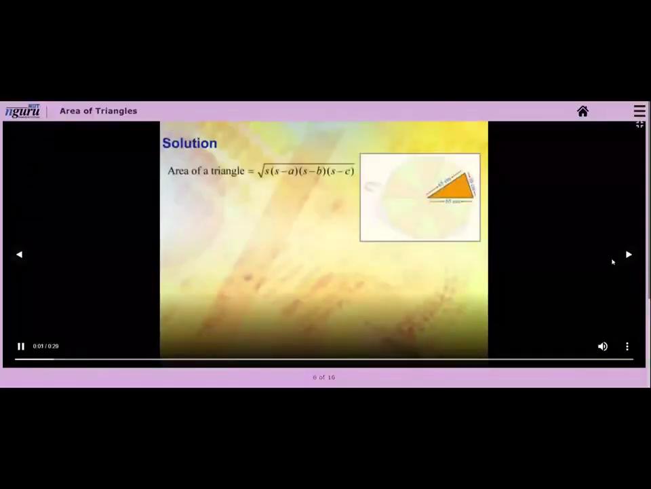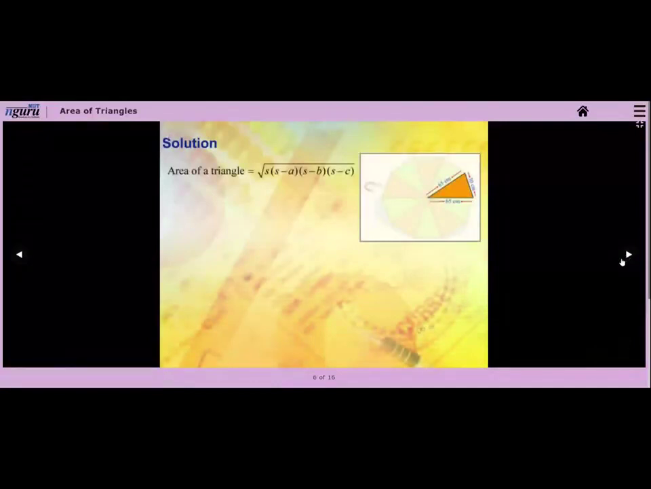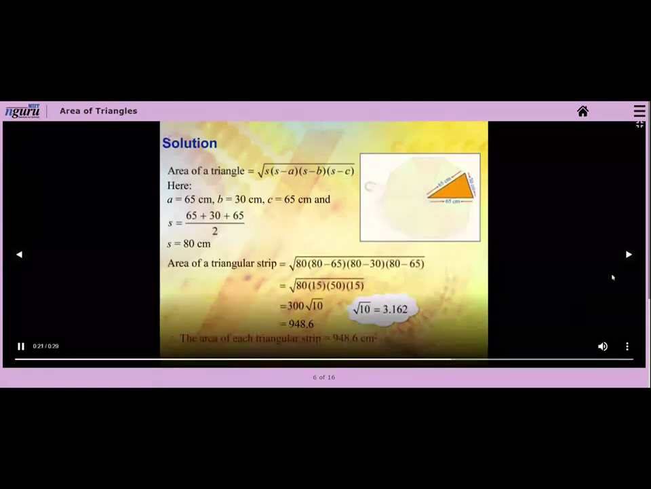Since all the sides of the triangular strip are known, Heron's formula can be used to find out its area. Here, a is 65 centimeters, b is 30 centimeters, c is 65 centimeters, and the semi-perimeter is 80 centimeters. Substituting these values in Heron's formula and solving it, we get the area of each triangular strip as 948.6 square centimeters. This is the area of one triangle. How many such triangles are there? 10.